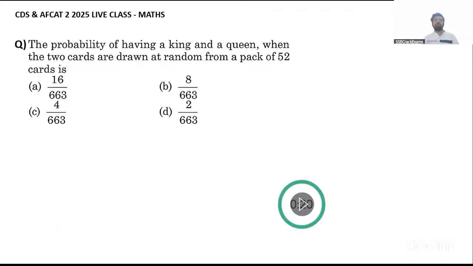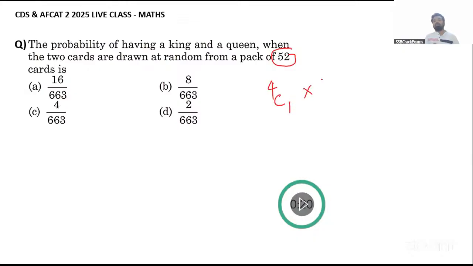Now move on to the next question. Here the number is bigger, 52. So here we can use the concept of permutation and combination that will make our life easy. The probability of having a king and a queen when two cards are drawn at random from a pack of 52 cards. So here it is "and". First is king. How many kings are there? 4 kings, and one king is selected from 4.